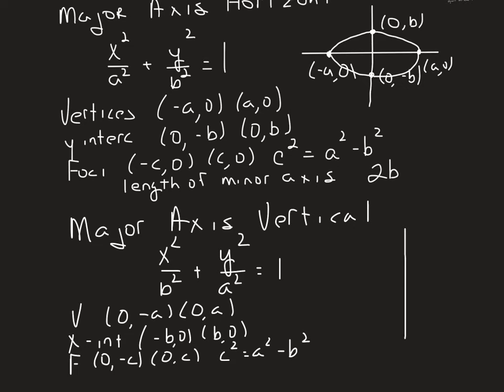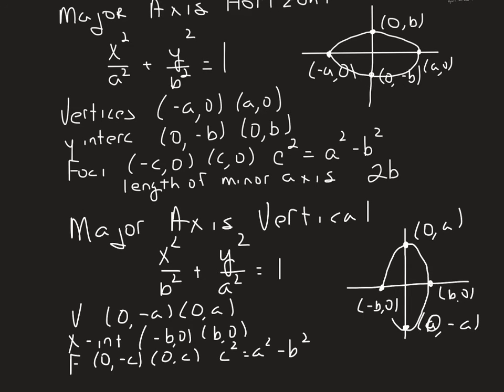So if we were going to look at that, this is going to be (0, a), (0, -a), (b, 0), (-b, 0). So here's our ellipse. That's a vertical major axis.